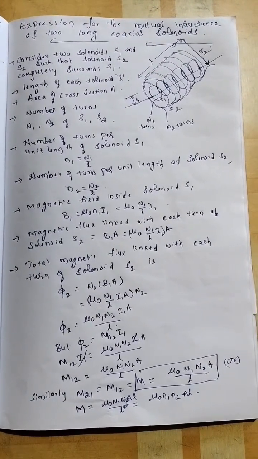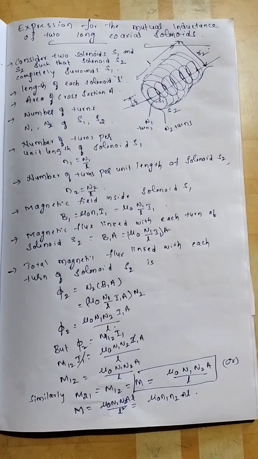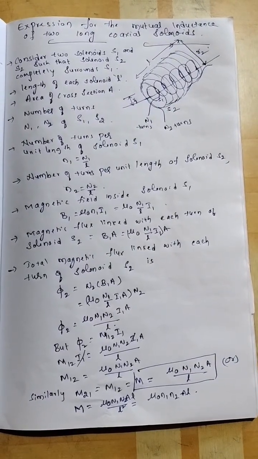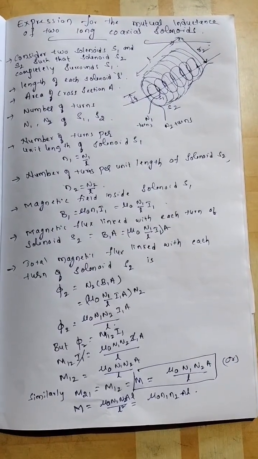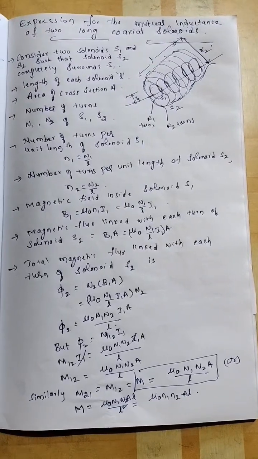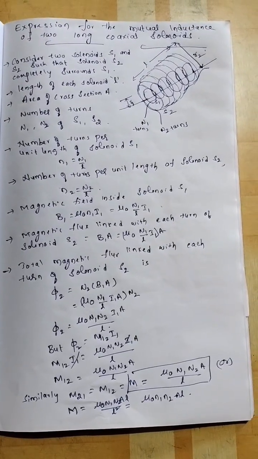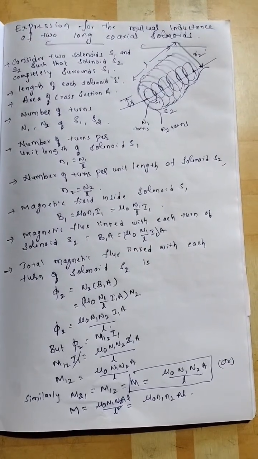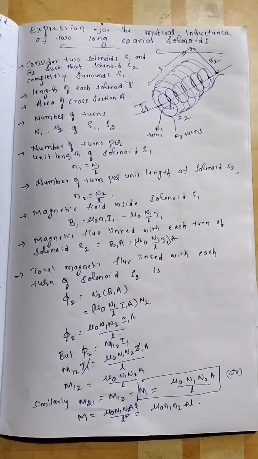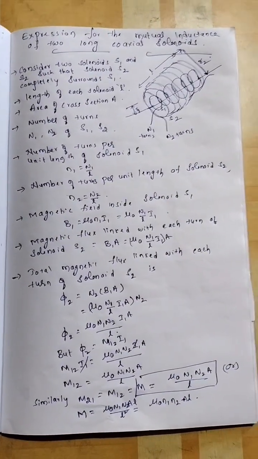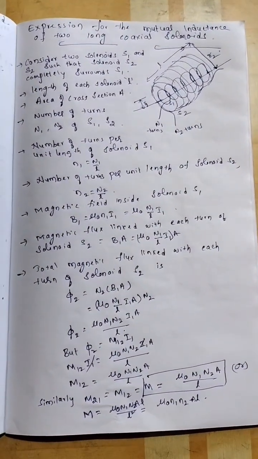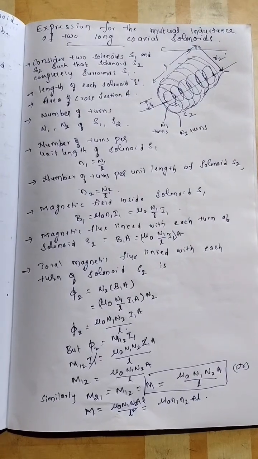Now the magnetic flux or magnetic field produced due to current I1 will be linked with the second coil which is close to it, and the magnetic flux produced due to current I2 of the second coil will be linked with the first coil, which is very close to each other. This we call mutual inductance.